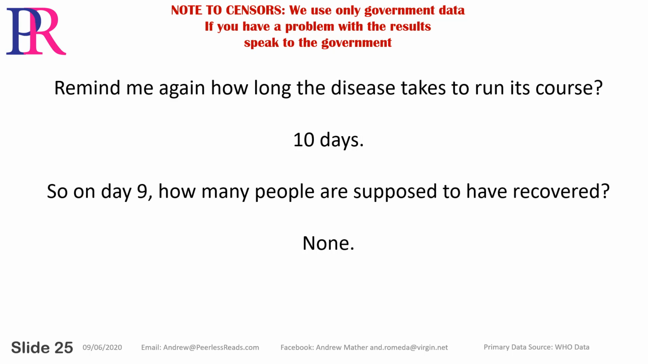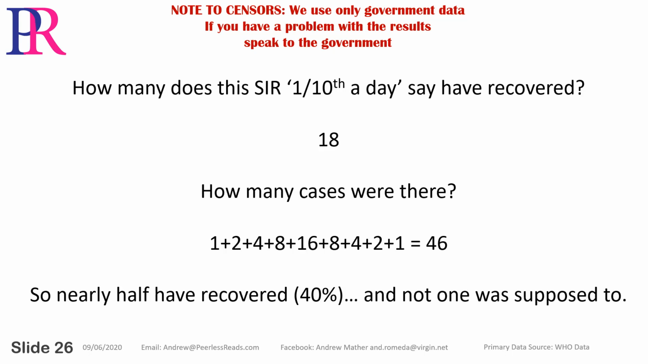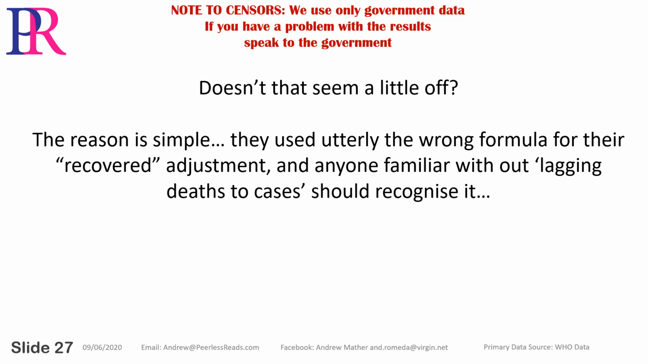Now, remind me again how long the disease takes to run its course. 10 days. So on day 9, how many people are supposed to have recovered? None. How many does this SEIR 1/10 a day say have recovered? 18. How many cases were there? 1 plus 2 plus 4 plus 8 plus 16 plus 8 plus 4 plus 2 plus 1 is 46. So nearly half, or 40%, have recovered, and not one was supposed to. Doesn't that seem a little off?